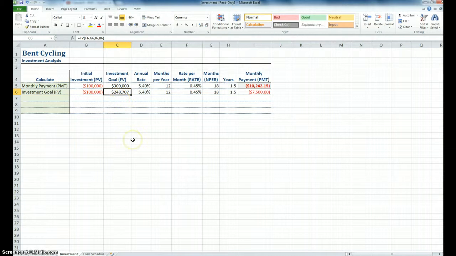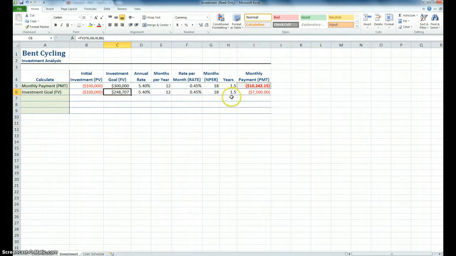What this is simply saying, if I start with $100,000, I add $7,500 a month, every month, for 18 months, and I get this monthly interest rate, this is how much money I'll have at the end of the 18 months. Because you have to understand, this is why we break it down by monthly interest rates here. Here's an example why.